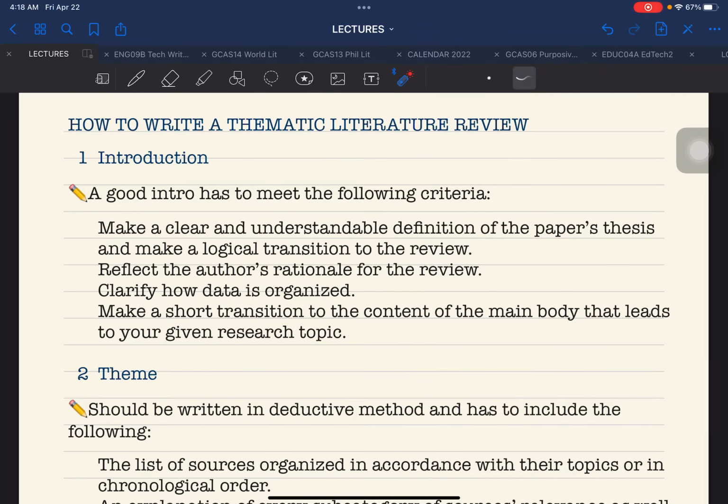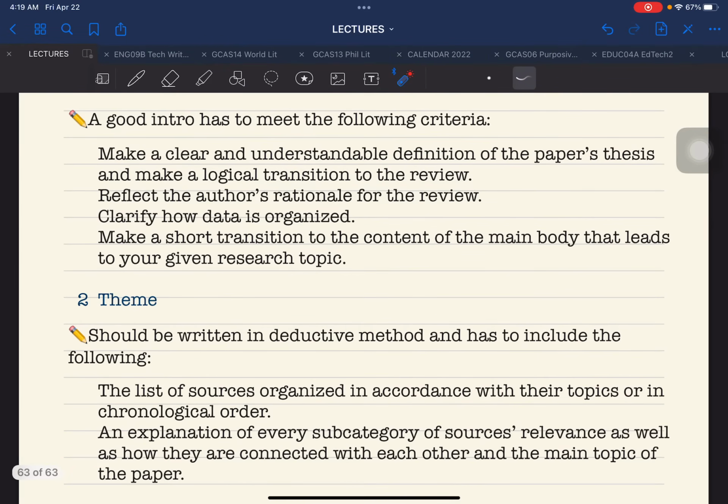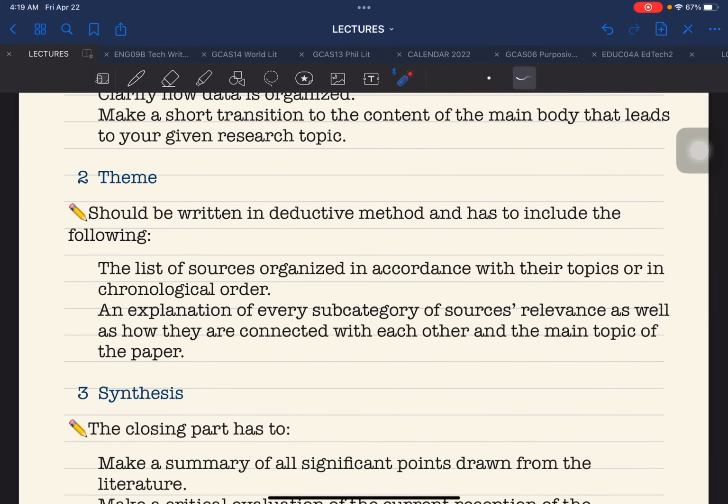Okay, after presenting a brief introduction containing the following parts, you now transition and move to the theme. Okay, the theme is already considered as the main body. So what do we mean by the theme? The theme should be written in deductive method. This is very significant. When you write the theme using this approach, it should be written in deductive method. Deductive method refers to or is illustrated as an inverted pyramid.